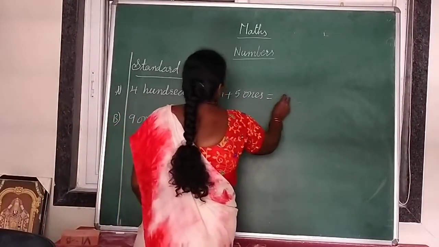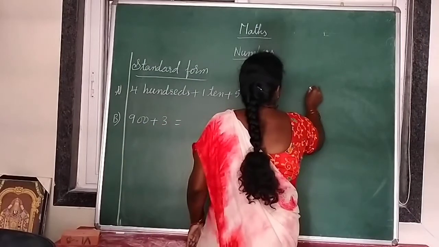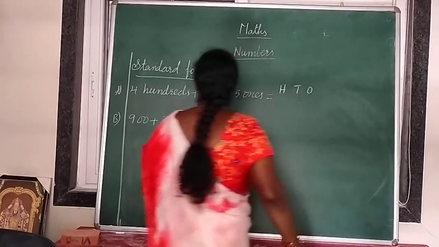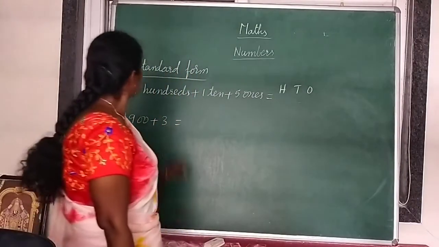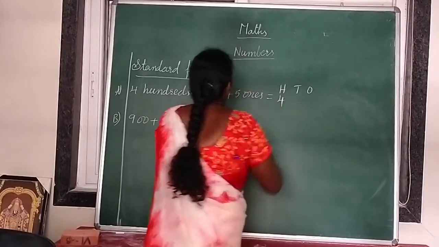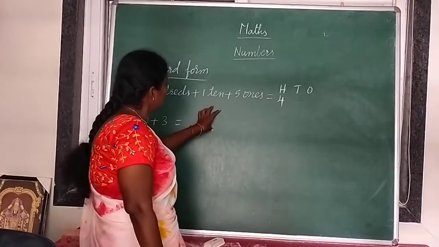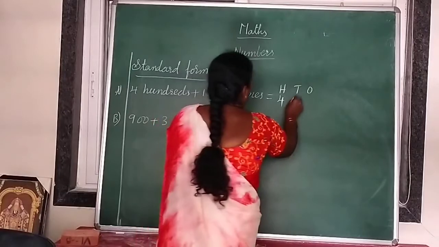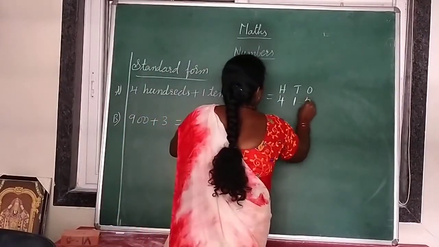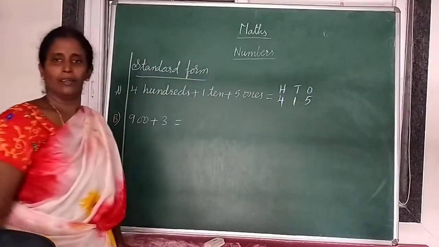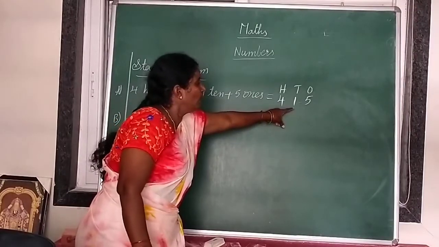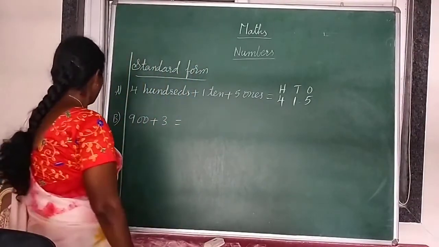So to write the standard forms, first we have to write place values. Ones place, tens place, hundreds place. Now, how many hundreds are there? 400. How many tens are there? 110. How many ones are there? 5 ones. So what is the answer? What is the standard form? 450 is the standard form.